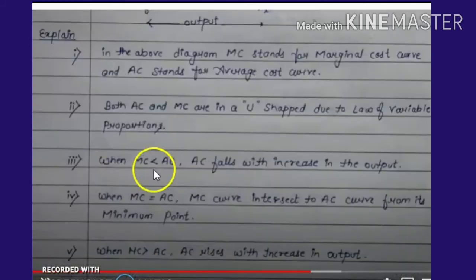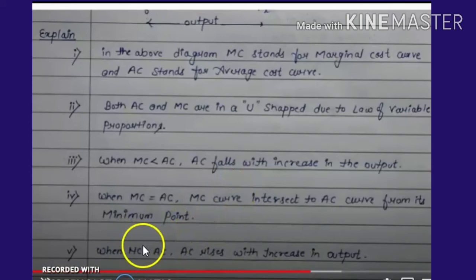So the next relation is when MC equals AC: the MC curve intersects the AC curve at its minimum point. So you have seen the curve, it is cutting from the below point. So it's cutting from downwards. The MC curve first falls, then it cuts AC.